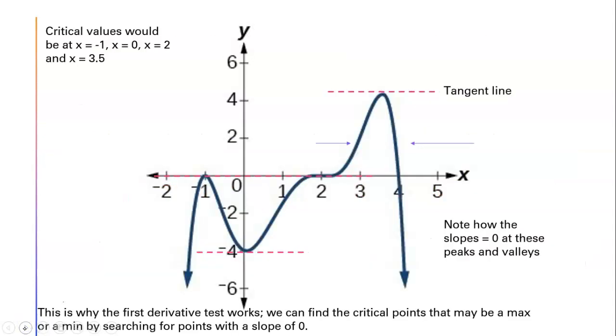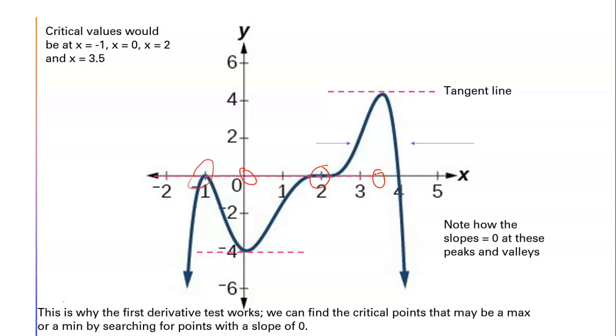Here is a visualization of the first derivative test. Note that at all these tangent lines, the slope is 0, but not at all of those points do we have a maximum or minimum. So for this graph in particular, if we would have set the derivative equal to 0, we would have got x equals -1, x equals 0, x equals 2, and x equals 3.5.